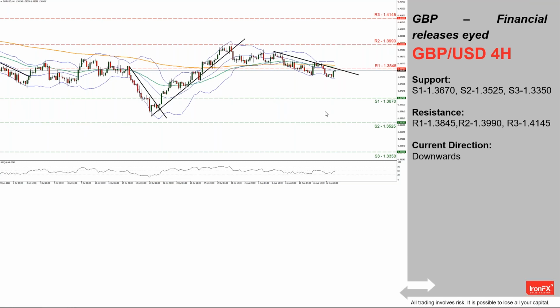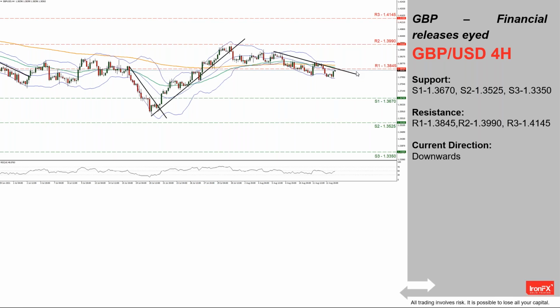Note how the pair has been resisting, but it seems that the bearish tendencies are growing, and we tend to maintain a bearish outlook for the pair as long as it remains below the downward trend line, as shown with a black line in our chart.